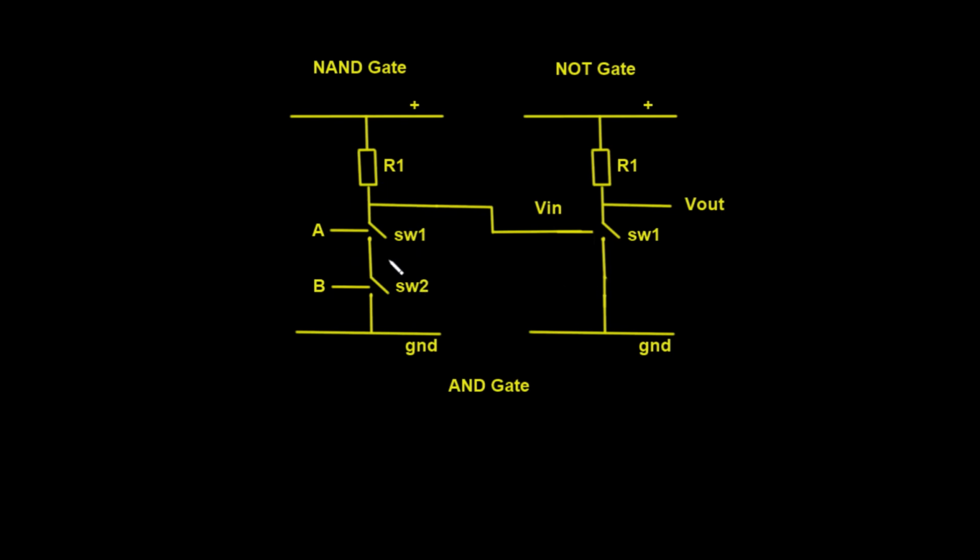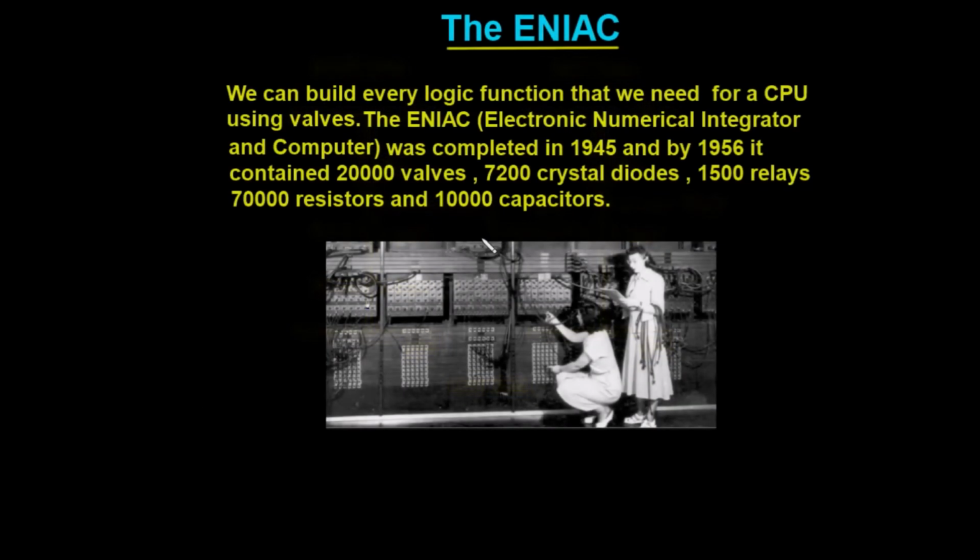And what we want to be able to do is to switch really fast. If we can switch really fast, then we can join lots of these logic gates together and we can make them do very, very useful and interesting things. So for example, we can build every logic function that we need in order to produce a CPU using our valves.